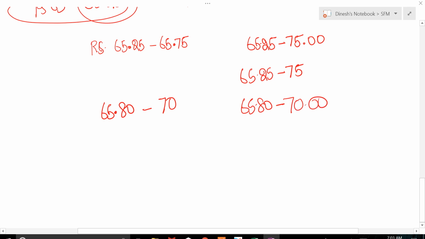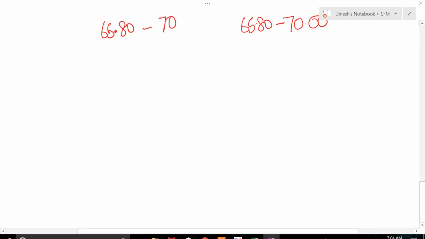In any case, your offer rate can't be lower than the bid rate, so when you do this conversion, keep this in mind. If I am setting a paper, I'll purposely keep it as 65.80 hyphen 70. You should understand properly that your offer rate in no way can be lower than your bid rate. That understanding should be very, very clear to you. Clear? Any doubts on this? Now I'm taking it further.